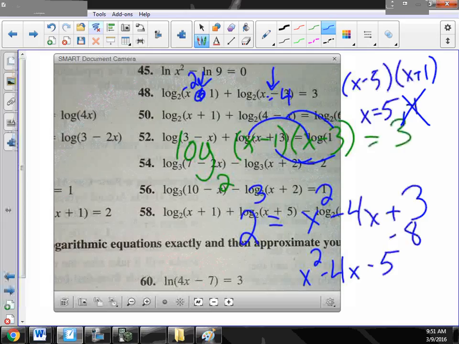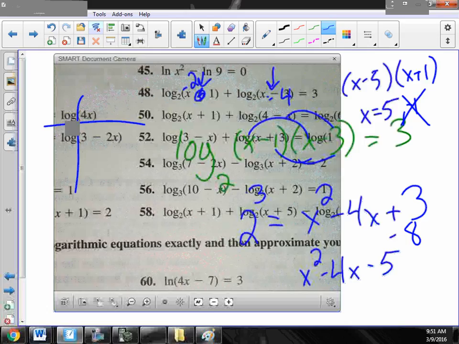Whenever you're dealing with logarithms, you have to plug your answers back in to make sure that you didn't create any negative logs, because they don't exist. Remember, the graph of a logarithm looks like this. So there are no negative numbers in its domain.